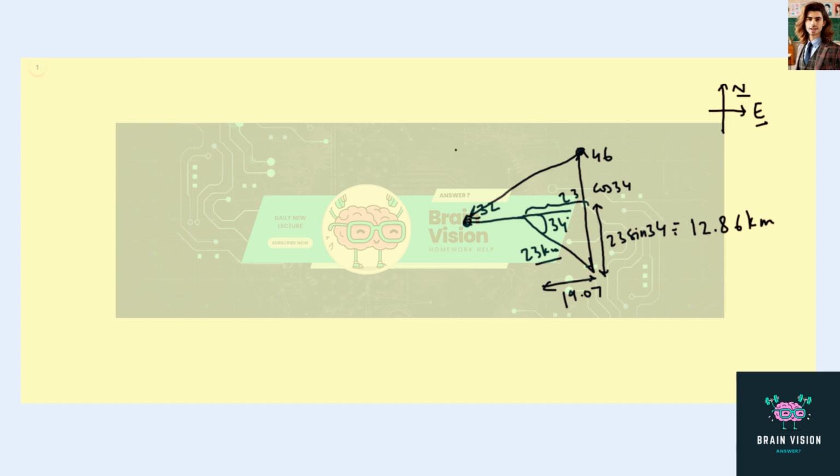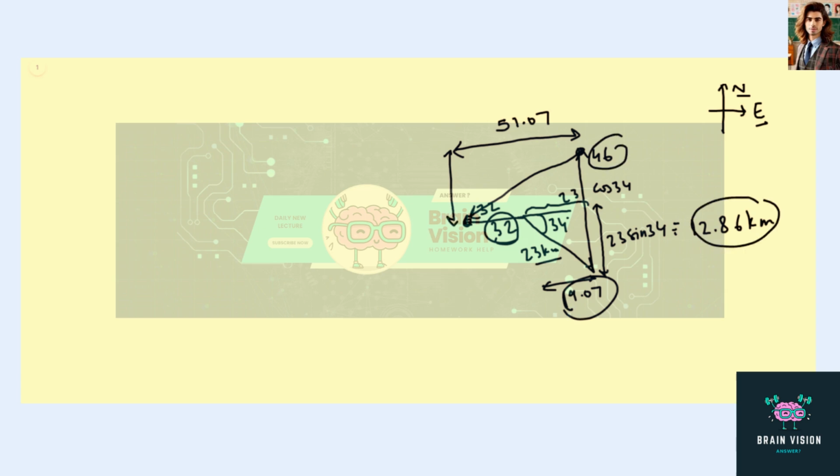Hence, for our resultant vector, the x component is 32 plus 19.07, which is 51.07, whereas the y component would be 46 minus 12.86, which is 34.86 kilometers.